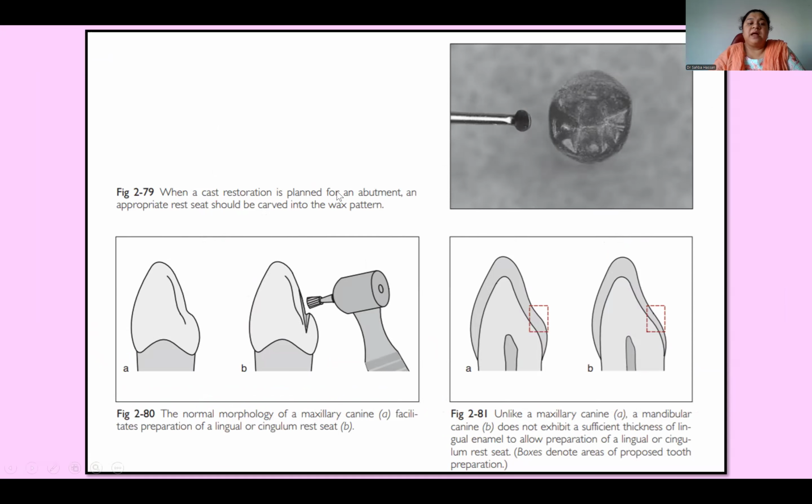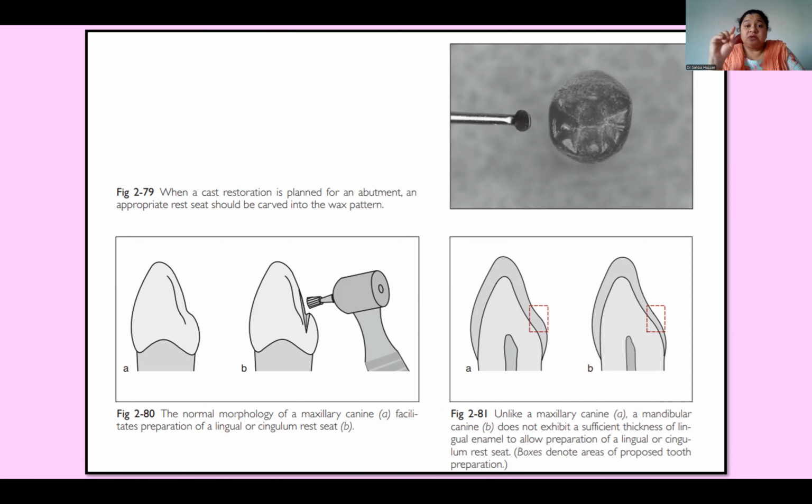When a cast restoration is planned, an appropriate rest should be made. Suppose you're giving an FPD, and an abutment is there which is not that healthy in an RPD, like it is tilted. Just giving an example: we have a canine, a first premolar and a first molar, and the second molar is missing. So suppose the first premolar is a bit tilted, and the pulp might be exposed. If it is tilted, then obviously when you're placing and removing the RPD, it will be a lot of problem because the tilted portion will come in between.